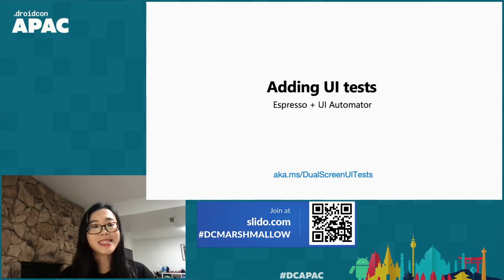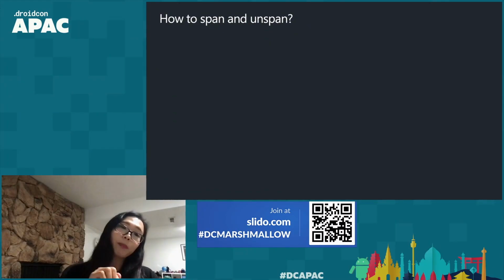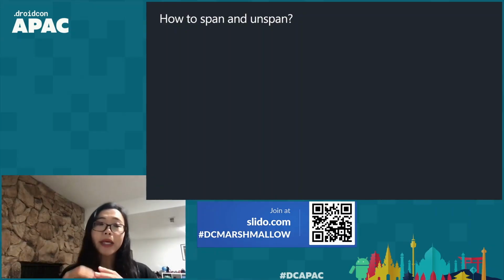So the same as the single screen device, you can use Espresso with the UI Automator for the application on the Surface Duo device. So you may ask, how do we span or unspan the application? And how do we emulate the fingers to span the app in the test? So I'm going to show you how to do it with the UI device from the UI Automator.